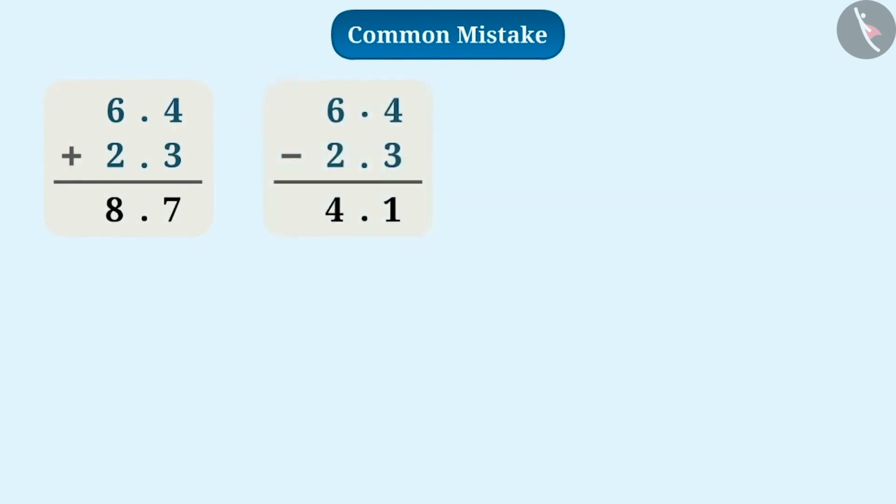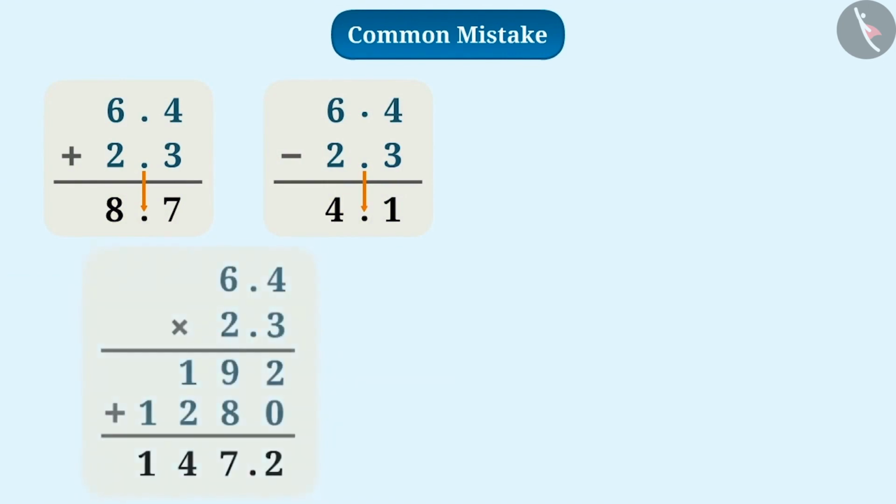These misconceptions are often accompanied by a common mistake. The decimal point is copied down while doing addition or subtraction of decimal numbers. The same is done in multiplication also, where the decimal point is copied down. That means students do not count the decimal places. An incorrect answer is obtained by doing so.